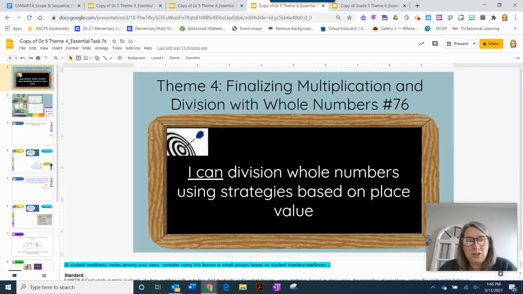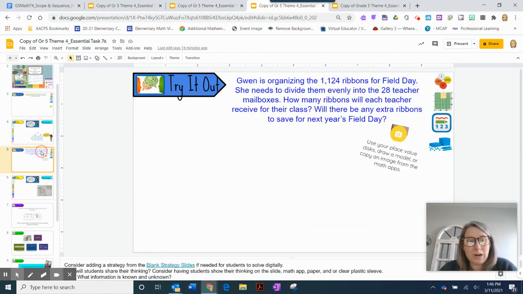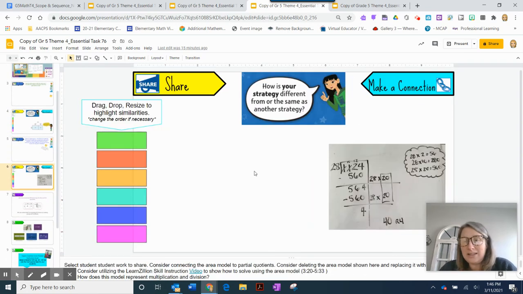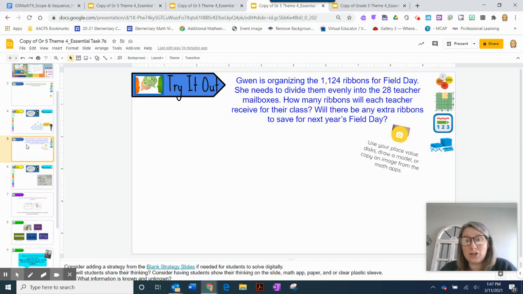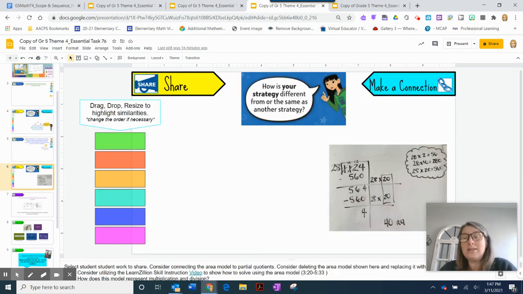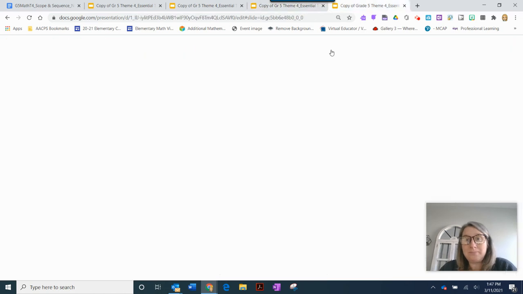Here we jump into Essential Task 76. We're really just going to continue to practice, making connections, utilizing those strategies, and having our students think. Here we have them making a connection to partial quotients, and utilizing some of those Learn Zillion videos to help highlight and work through those strategies. We really want students to ask: what is an efficient strategy for us? What is an effective strategy for us? It might look different for all of our students. So please feel free to edit, add, change, do whatever you need.